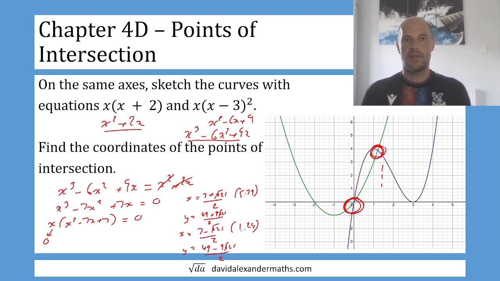So there are 3 points of intersection: (0, 0), ((7 - root 21) over 2, (49 - 9 root 21) over 2), and the one we can't see, which is ((7 + root 21) over 2, (49 + 9 root 21) over 2). A fairly tough one, that one.